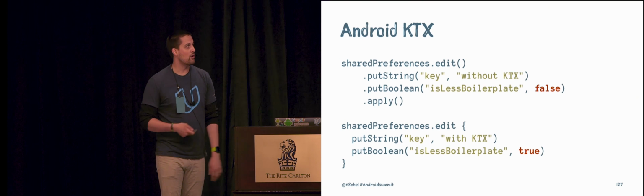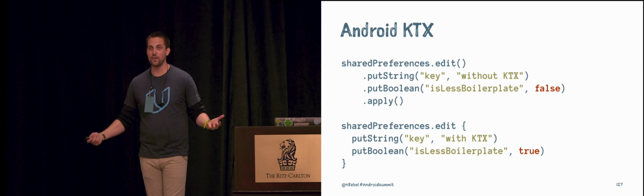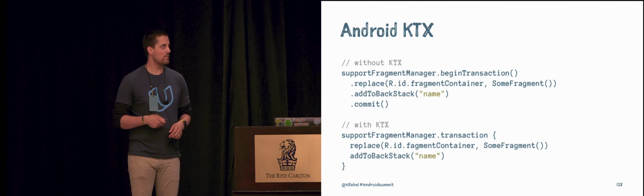Instead of having to always do the whole edit, do some stuff, commit or apply, we can simplify that song and dance a bit by saying preferences edit, pass in a function that takes the transaction as the receiver, and then we can make our modifications to that. So we don't have to worry about the setup and teardown.